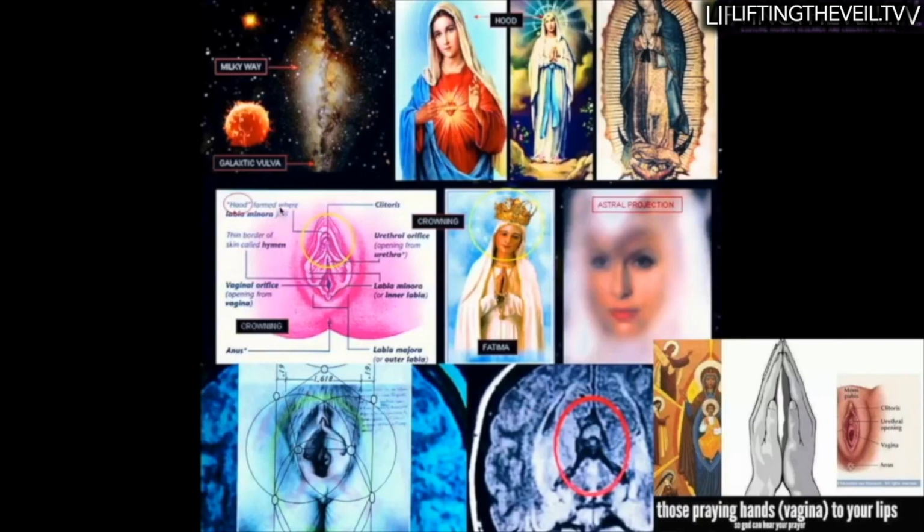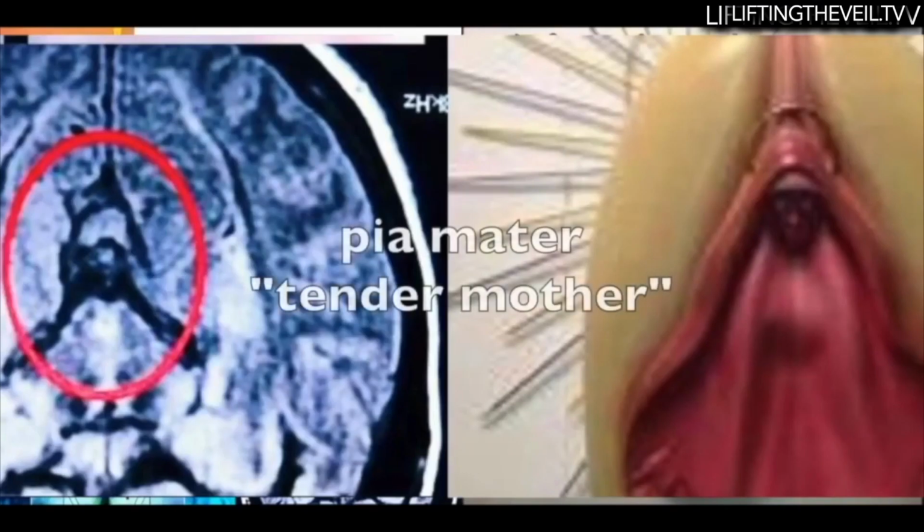And in the anatomy we have the hood, which forms the labia minora. Again, this is what's called the prepuce, the clitoral prepuce, and the hood of the Virgin Mary. And again, the praying hands referring to the goddess, the female anatomy, the female goddess aspect.